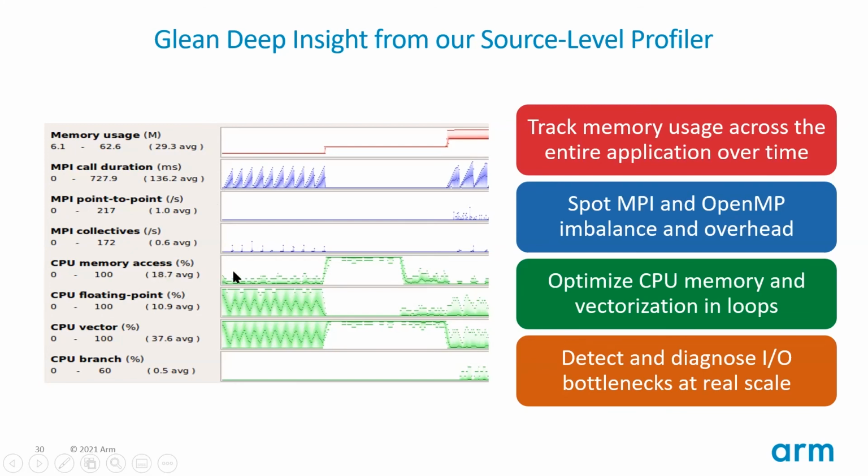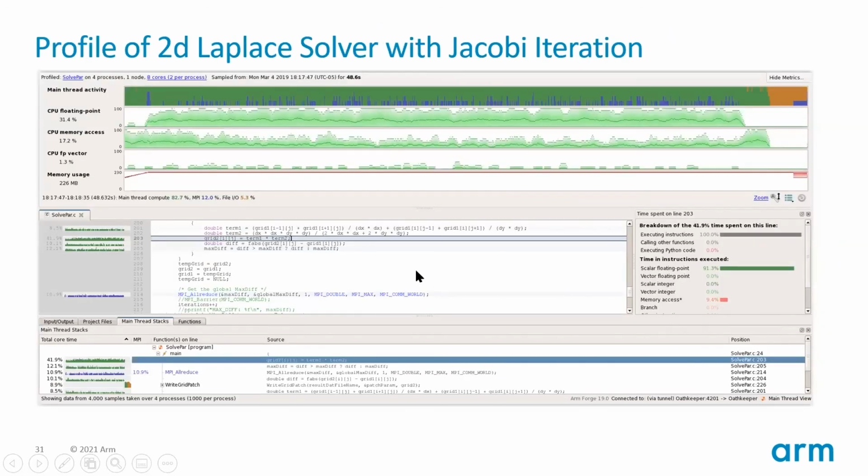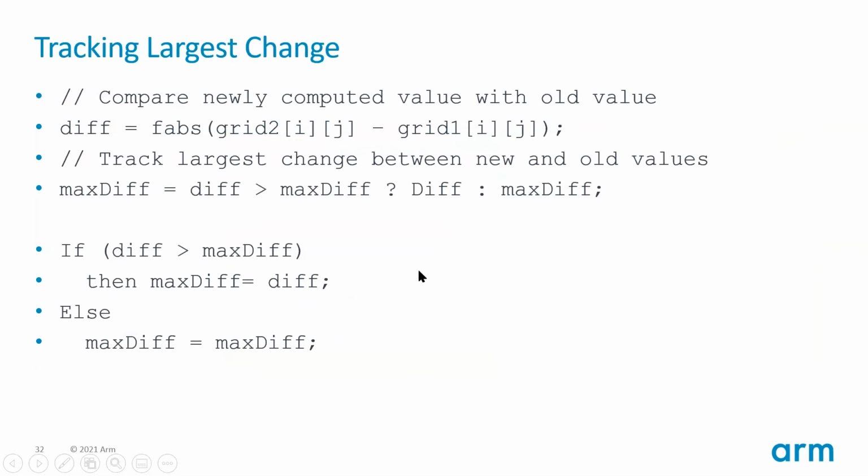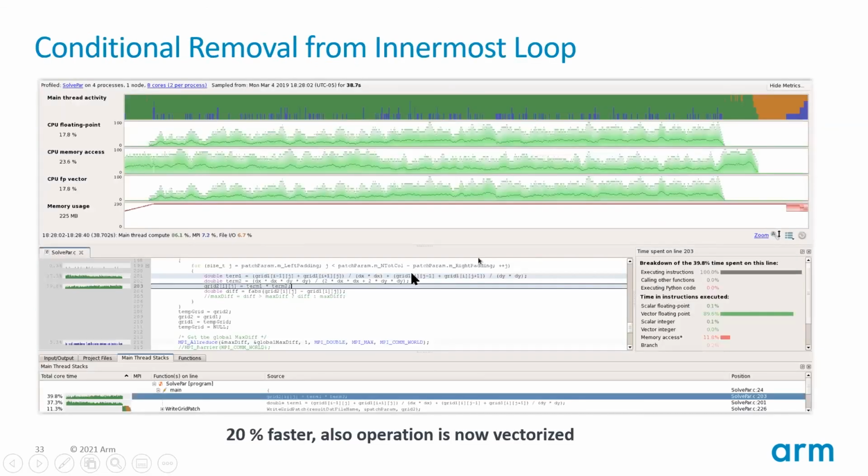You can see how the CPU is being accessed. So here we've got a lot of memory accesses, and in addition, we've got high vectorization usage in that region as well. I'll just skip through this.